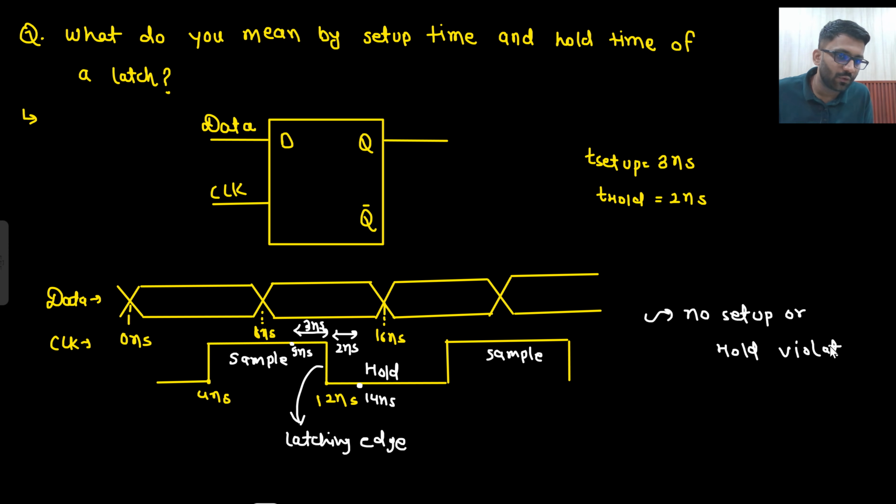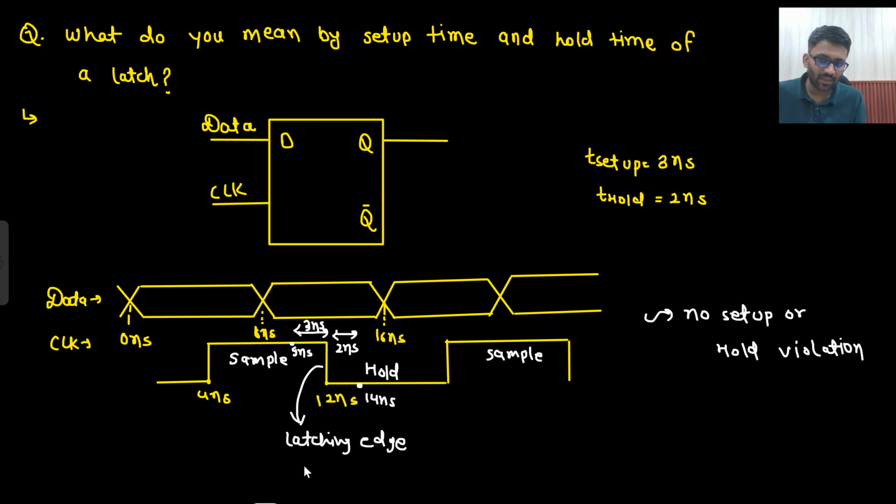So first definition is, what do you mean by latching edge? Latching edge is when the sample operation is about to end. That is known as latching edge. This is not the latching edge. This is the latching edge, when my latching is about to end. At the latching edge it will see whether the input is stable before and after.